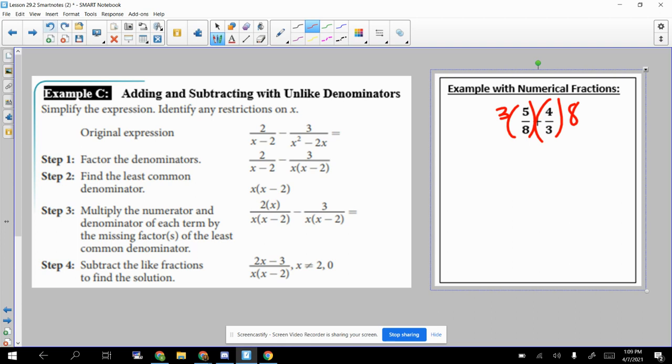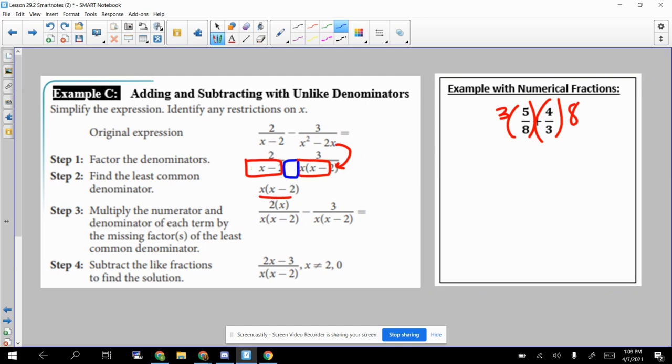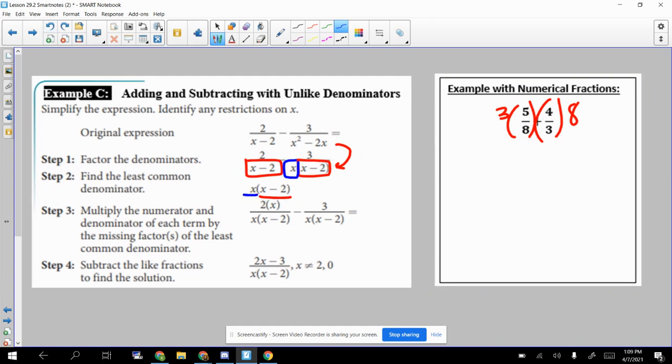All right, so first thing you need to do is factor the denominators. So that's what they did here. They factored that one. They took out a GCF of x, and they were left with x minus 2. Then again, just like yesterday, you want to find the factors that are in common, and that becomes part of your LCD. And then find the ones that are not in common, and that becomes part of your LCD. So now they know that the least common denominator is x times x minus 2.